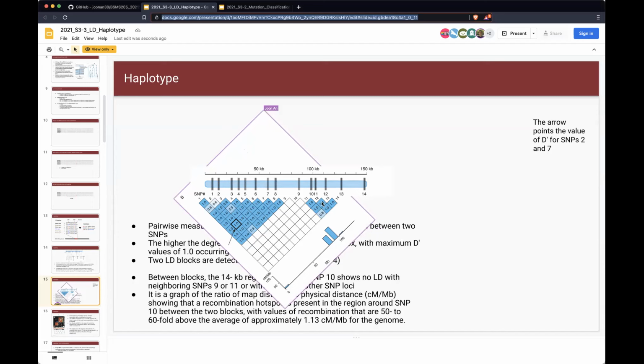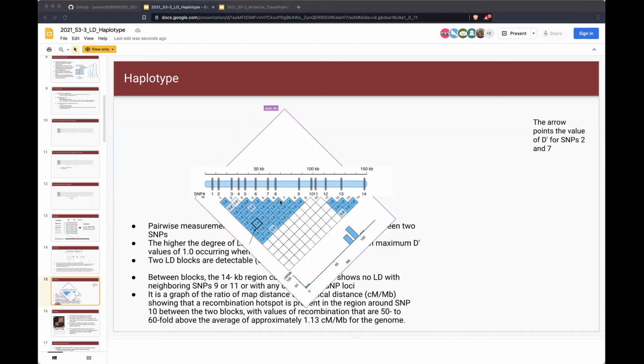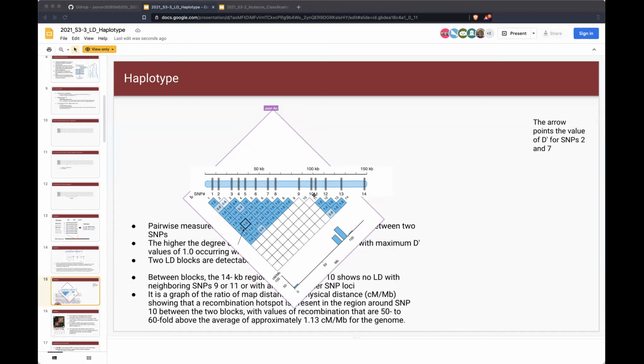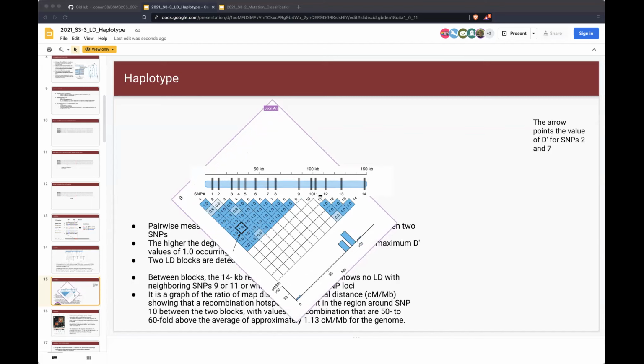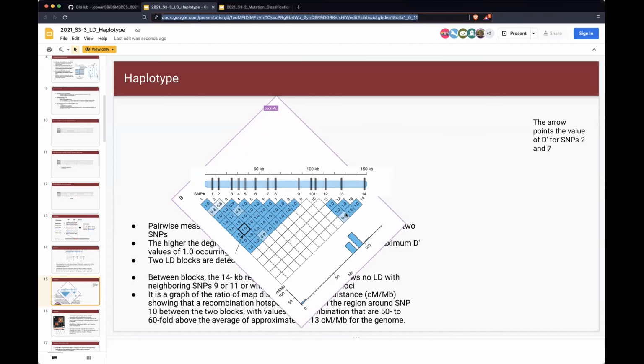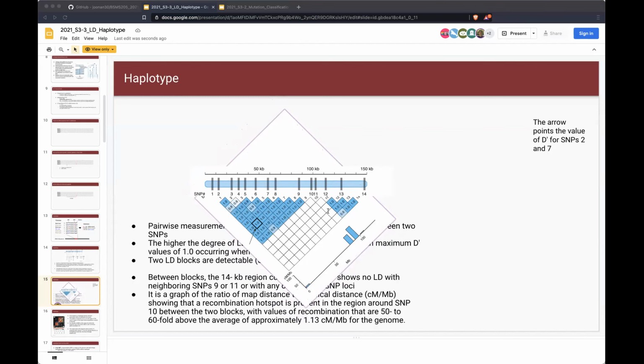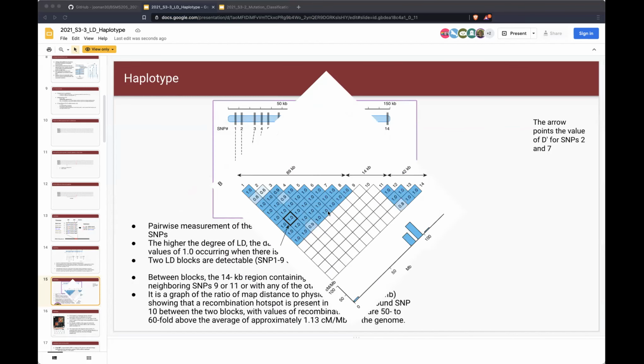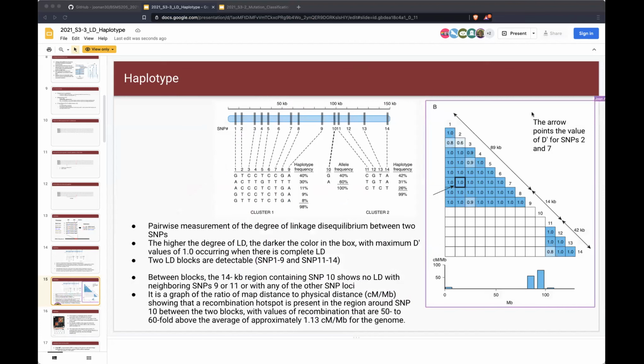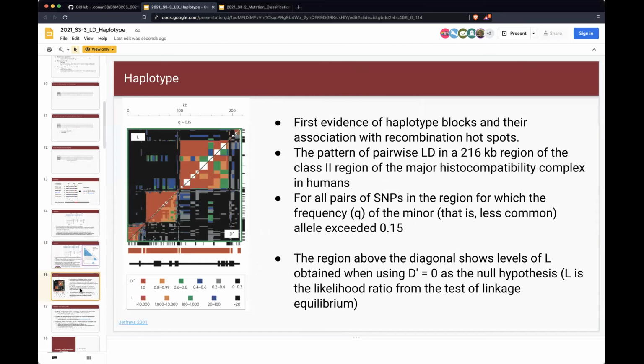And this 11th to 14th are somewhere here. So this position is also forming LD blocks. This is one way we can look at how loci form LD blocks in the genomic position. So this is the first evidence of the haplotype blocks in our human genome data set.